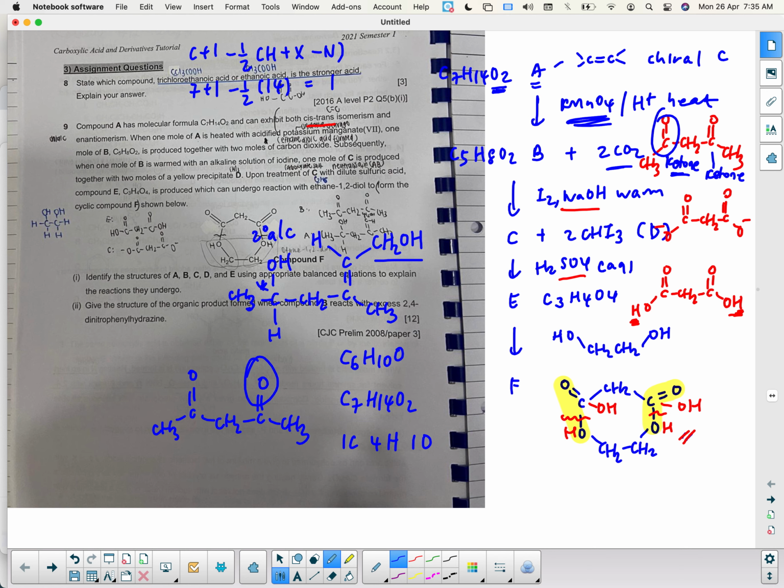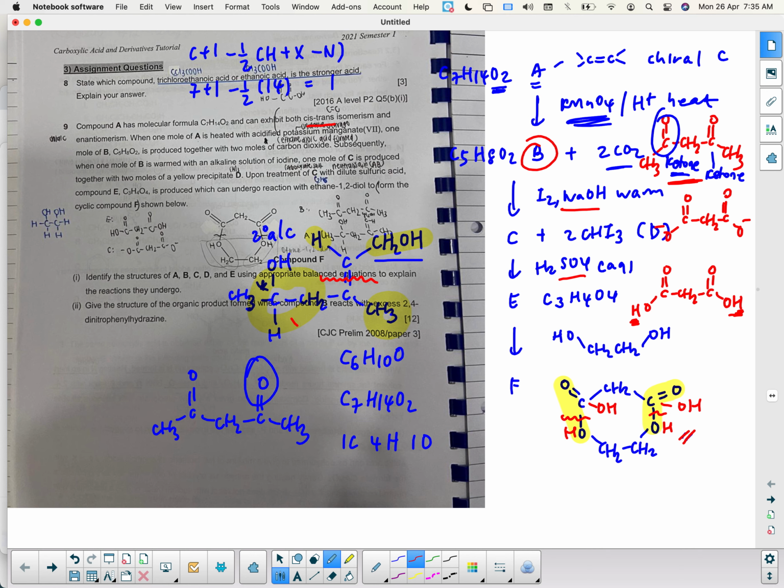So this actually has cis-trans because this group here are different, then H and this group are different. But let's see what happens when it gets oxidized. When it gets oxidized, you're breaking the double bond here, and the secondary alcohol gets oxidized, so you get ketone and ketone. So you actually get B already.